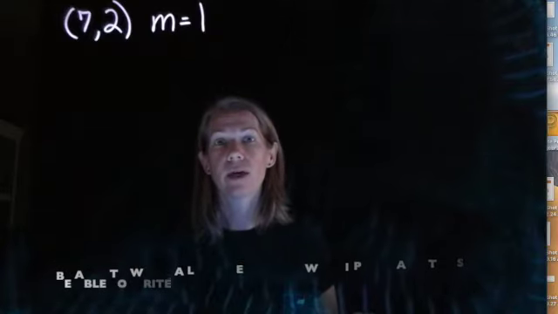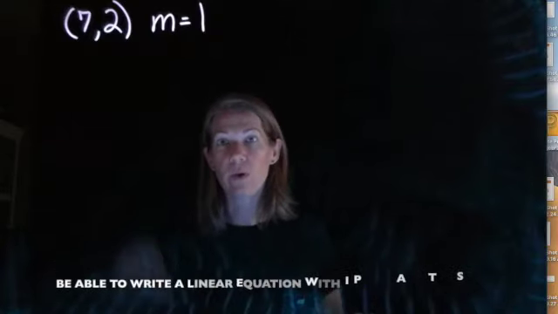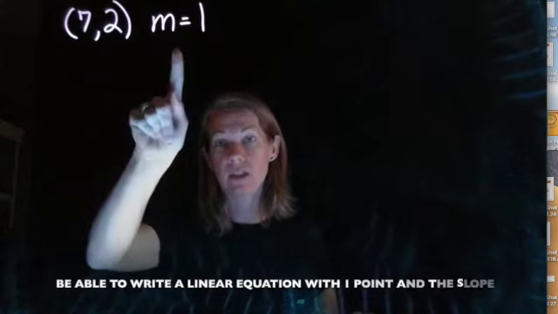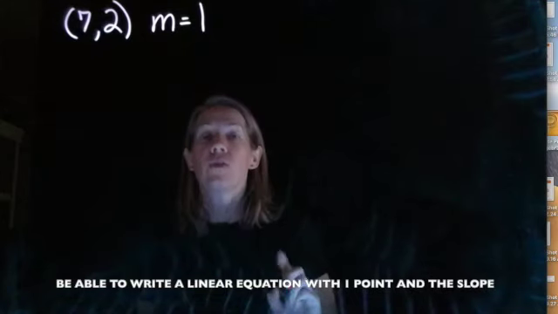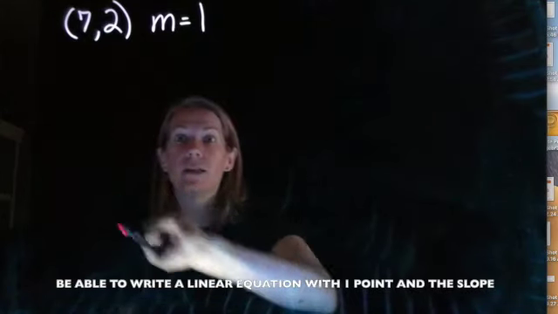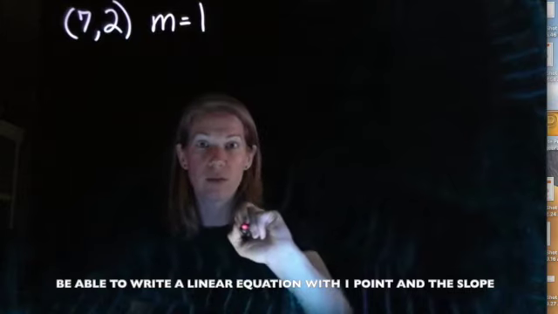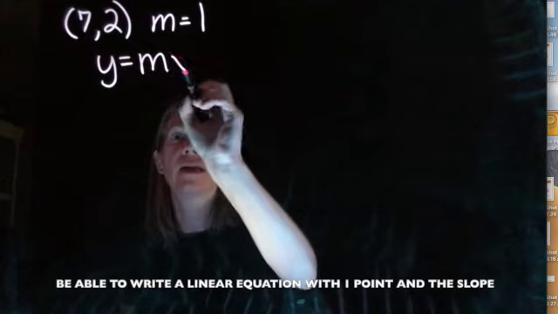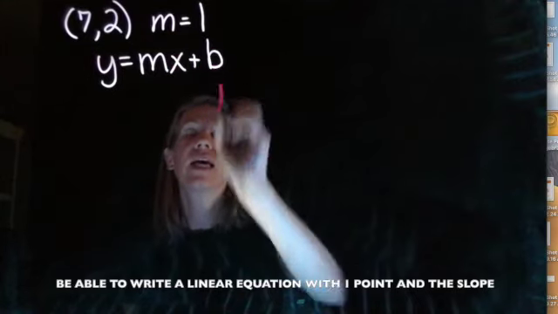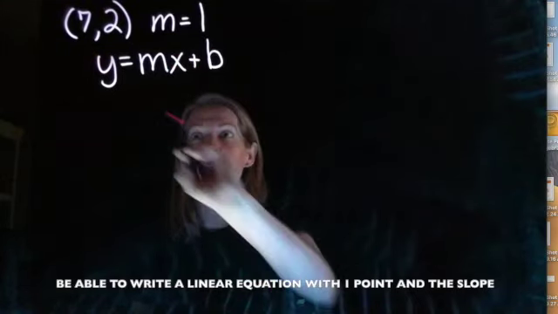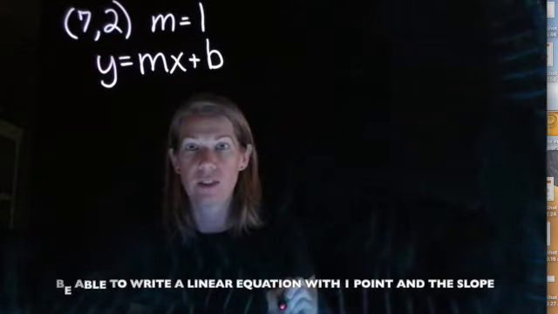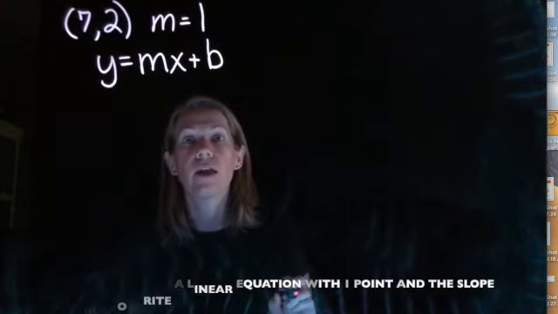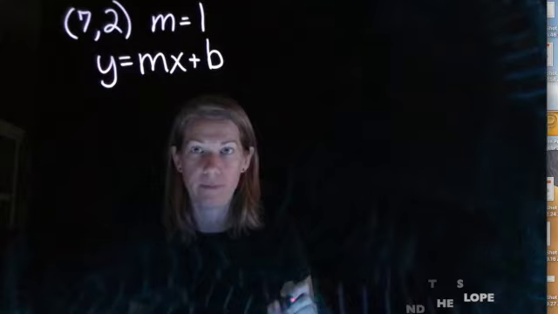Today we are going to learn how to write an equation when you're given 1 point and the slope of the line. So the first step is to write the slope-intercept equation, the form. So y equals mx plus b. I know you have this memorized, but I still want you to write that as the first step because that is the form that you need to write this equation in.